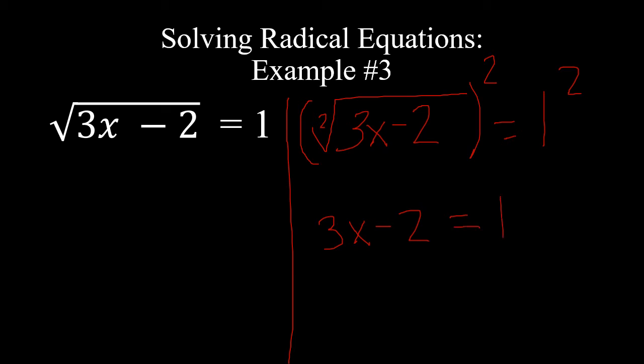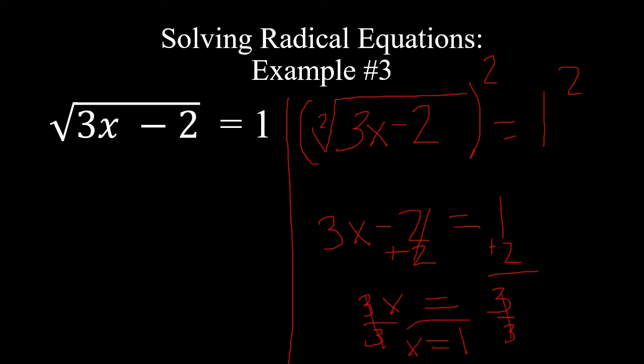1 squared is 1. Okay, now we're going to have to do a little bit more work to solve for x. So we're going to add 2 to both sides, of course. That cancels. 3x equals 1 plus 2 is 3. We divide both sides by 3. x equals 1. Okay, let's see if that checks out.